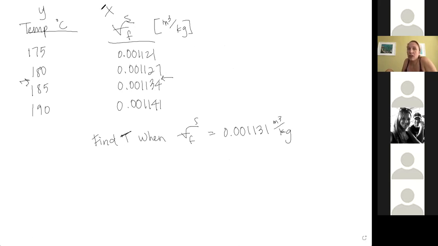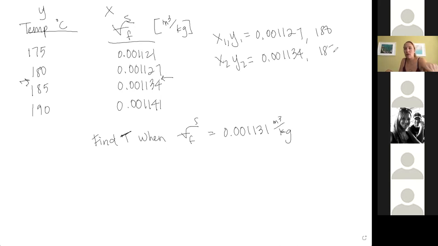So you don't need to manipulate the formula. I would just go with, this is your known. So your x1, y1 is going to be this lower one: 0.001127 and 180. And then your x2, y2 is going to be 0.001134 and 185. And then you're solving for x3, y3. And your x3 is 0.001131, and you're solving for this using the same equation.